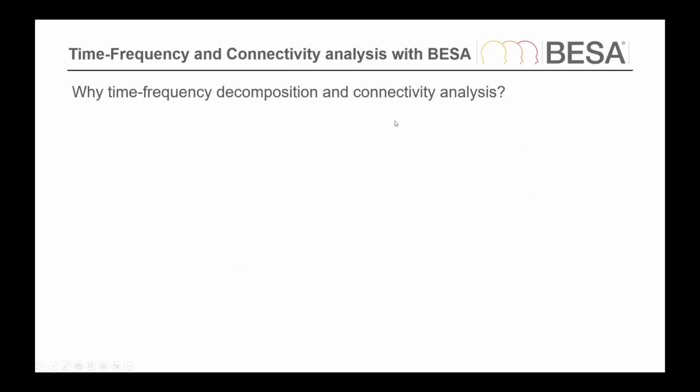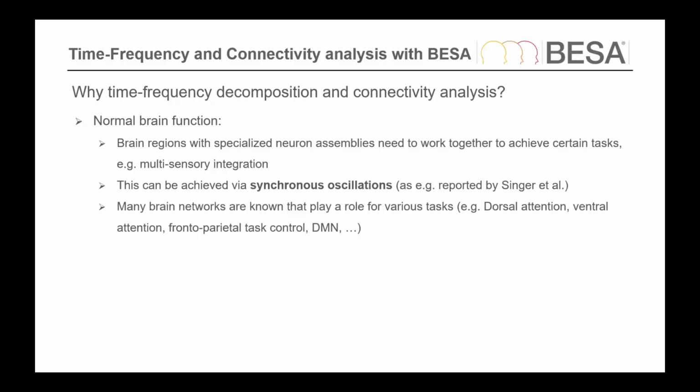So, first of all, why time frequency decomposition and connectivity analysis? First, let us look at normal brain function. Brain regions with specialized neuron assemblies need to work together to achieve certain tasks, for example, multisensory integration. This can be achieved via synchronous oscillations, as, for example, reported by Singer and others, and many others confirmed these findings. Also, we have many brain networks now known that play a role for various tasks. We have the dorsal attention network, ventral attention network, frontal-parietal task control network, default mode network, and others.